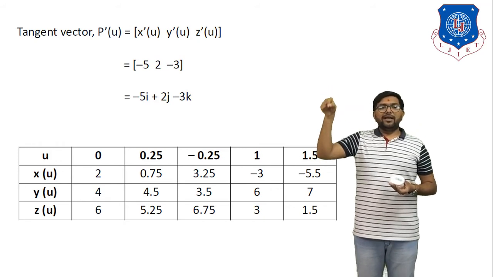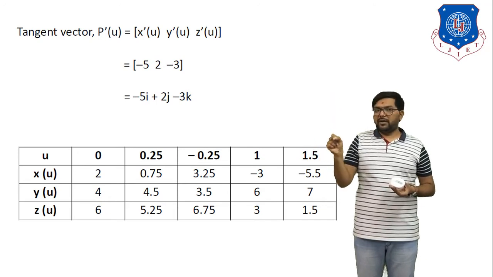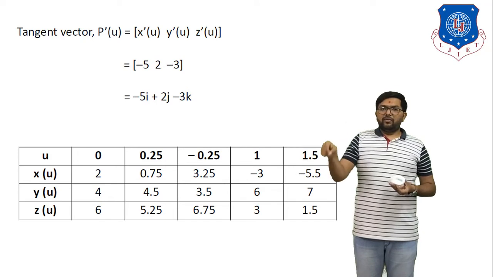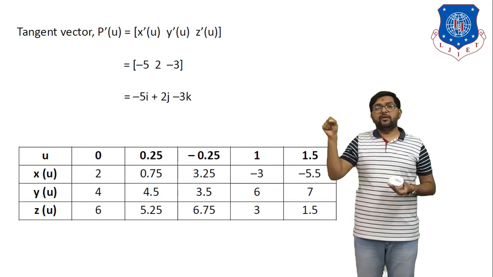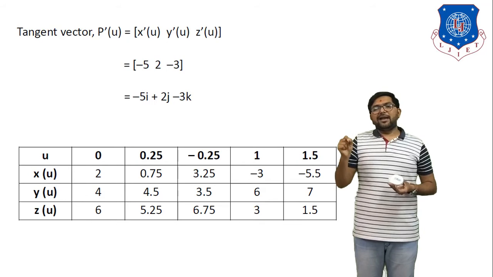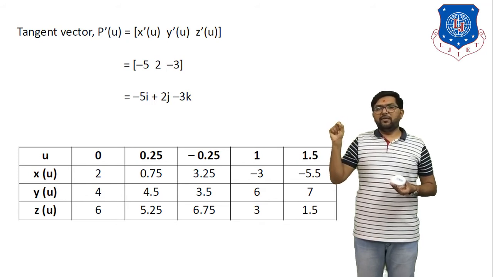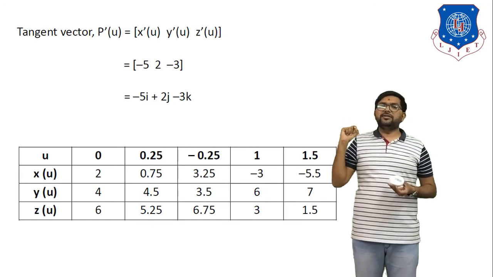Okay, now you have to put the value of u as 0.25 in all these three equations, and you will get the answer as 0.75, 4.5 and 5.25. Again you have to put the value of u as minus 0.25 in the equations of x of u, y of u and z of u, and you will get x of u as 3.25, y of u as 3.5 and z of u as 6.7.